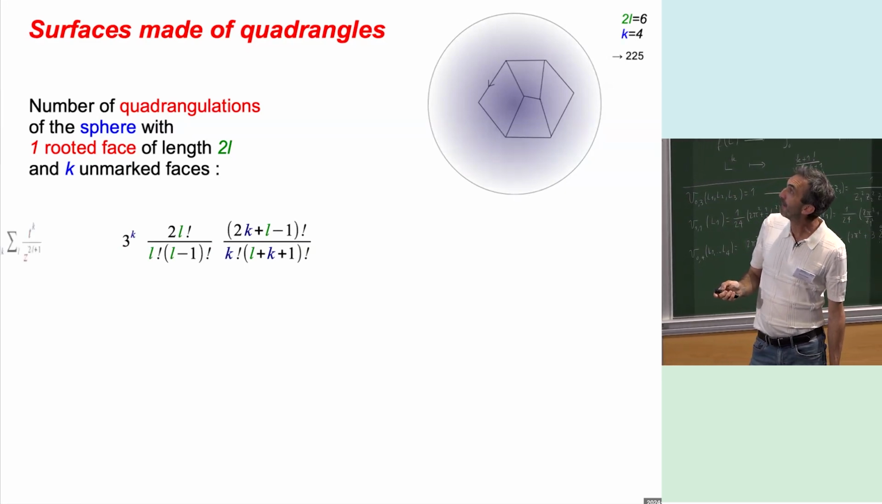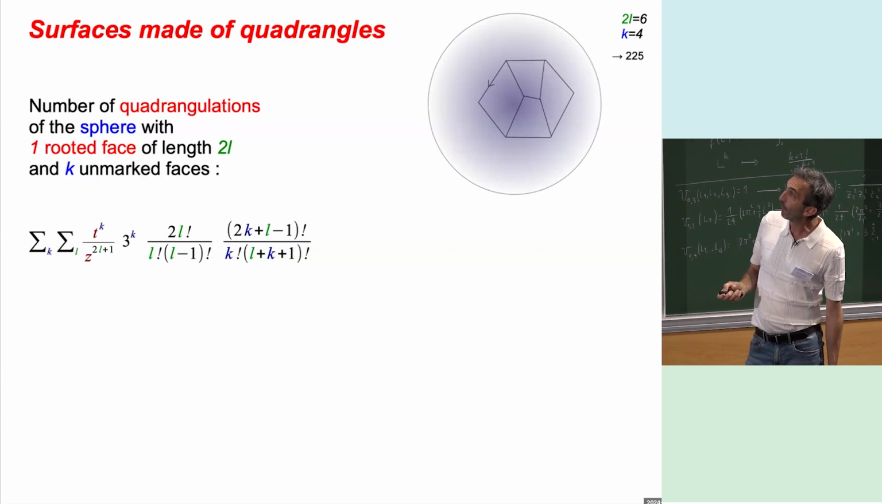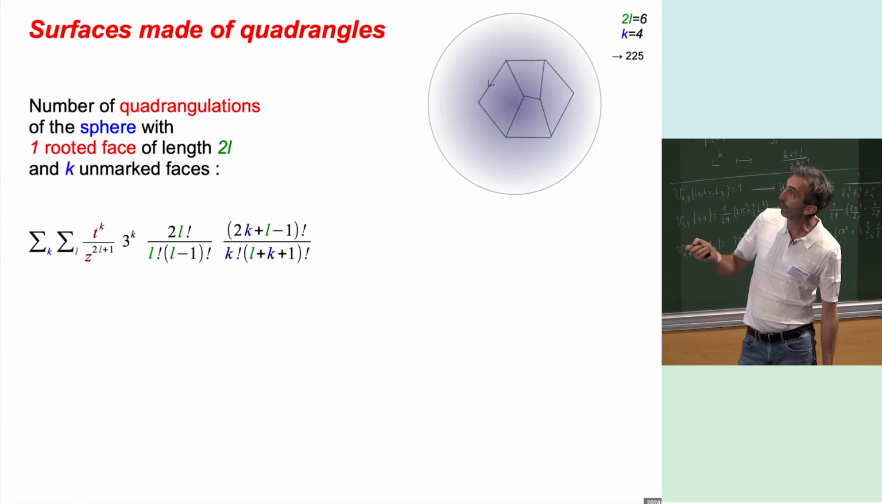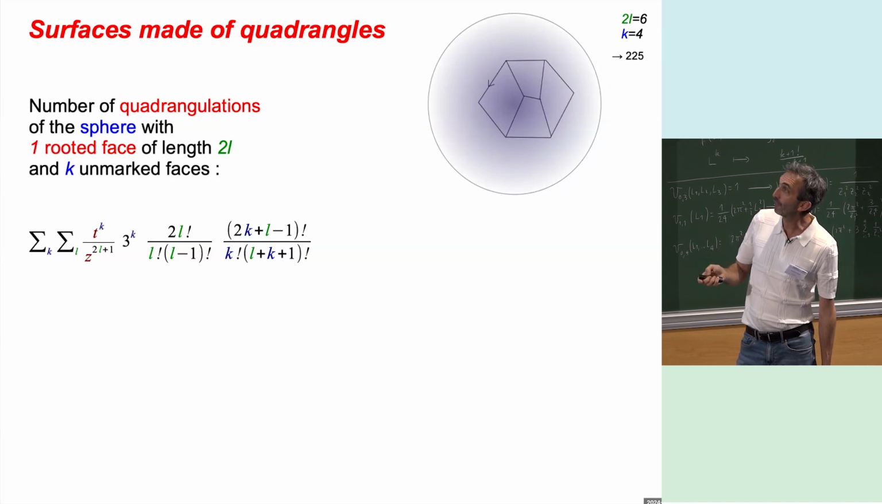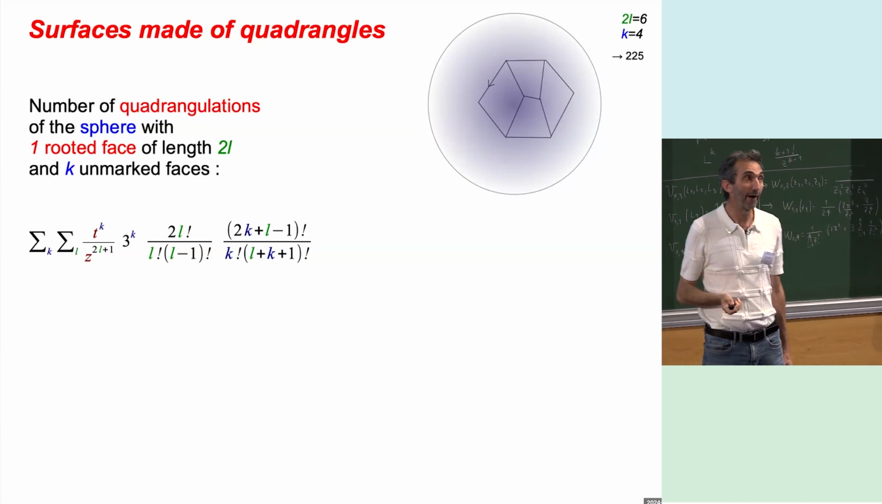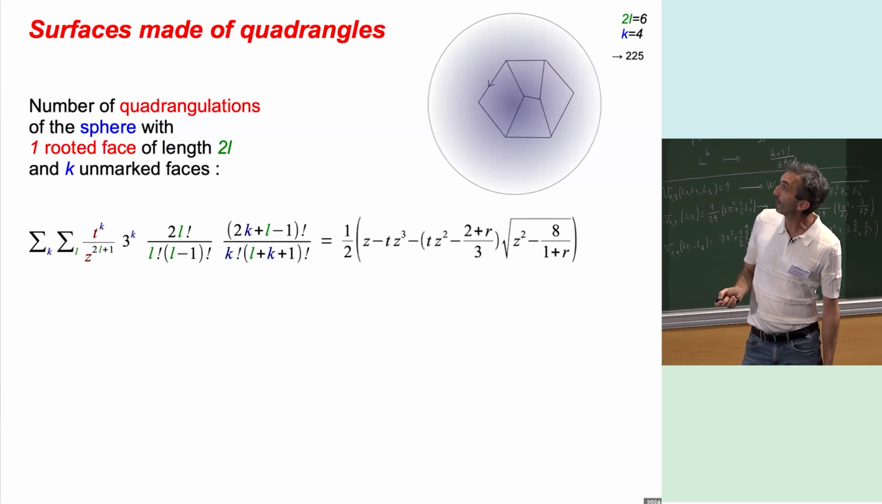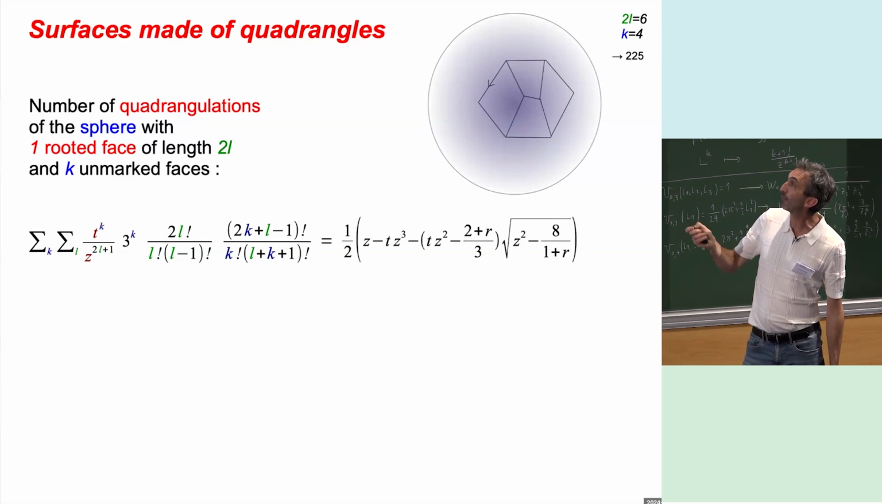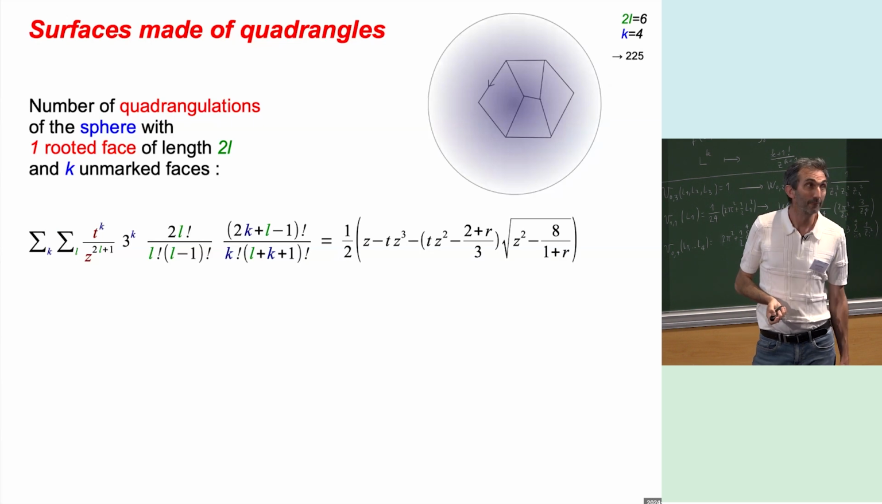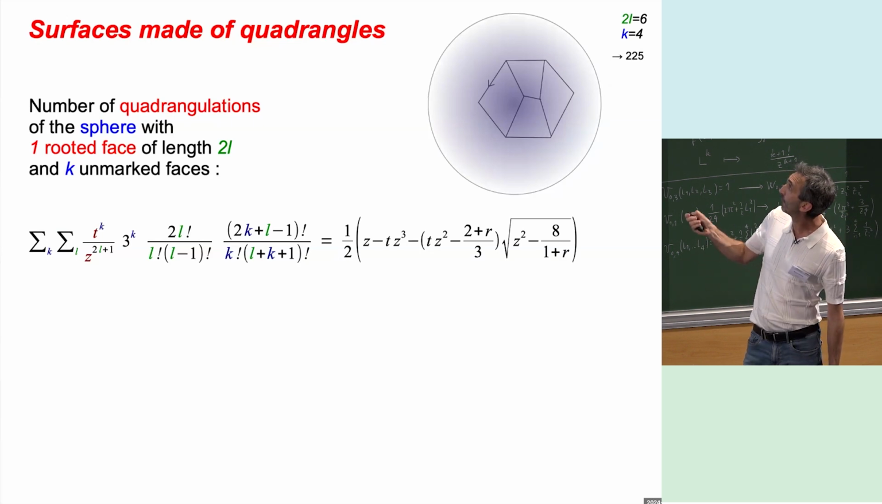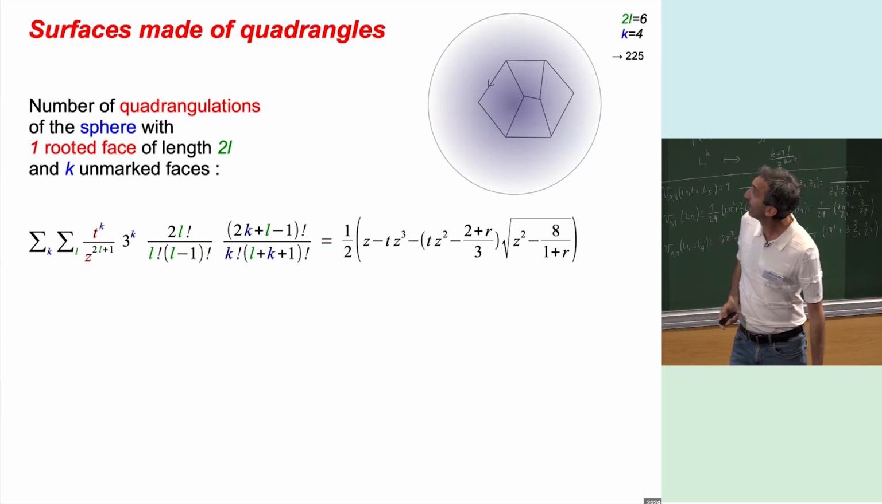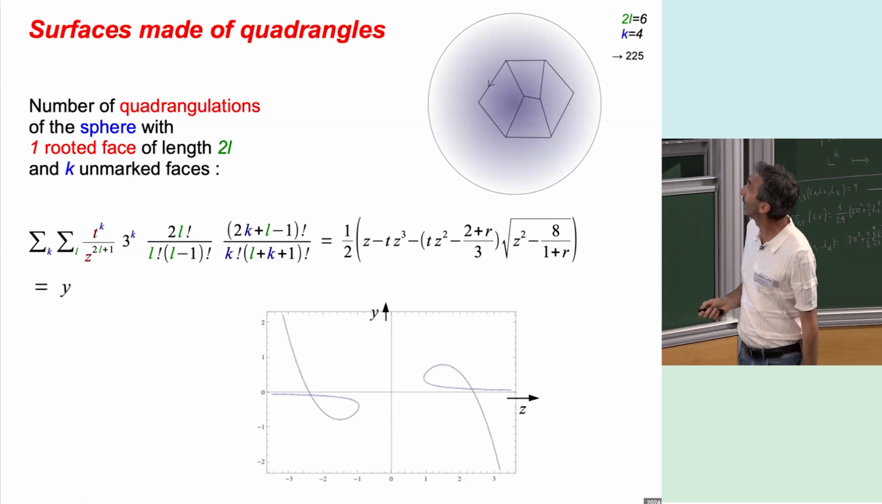Now again, make a generating series. Now we sum over t to the k for the number of unmarked quadrangles, and 1 over z to the 2l plus 1 for the boundary size. And we resum this series and we realize that this is this function of t and z. Again, I use the variable r, which was the square root of 1 minus 12t.